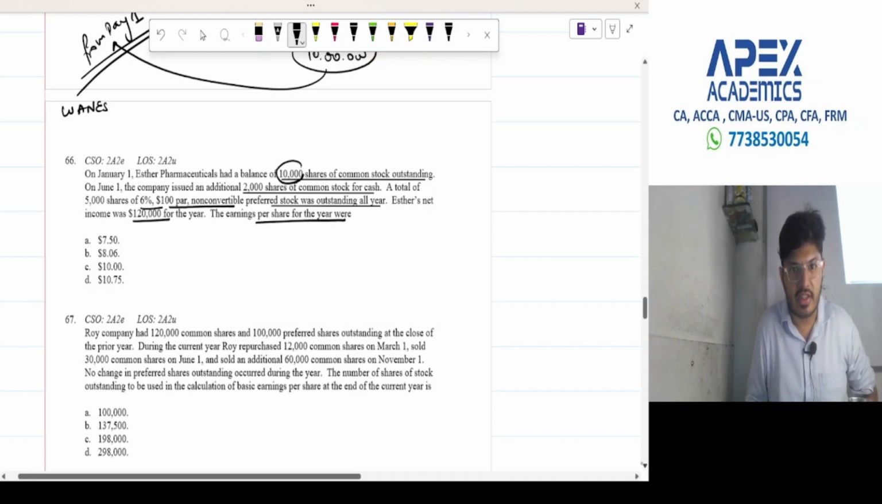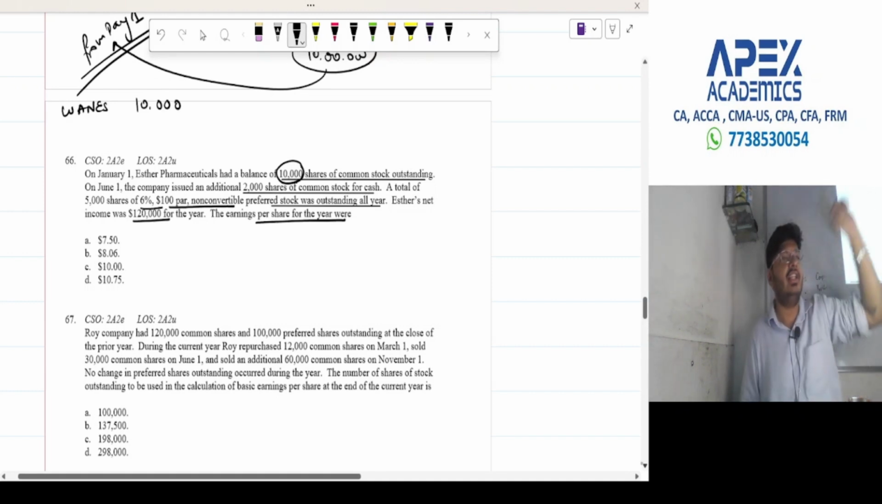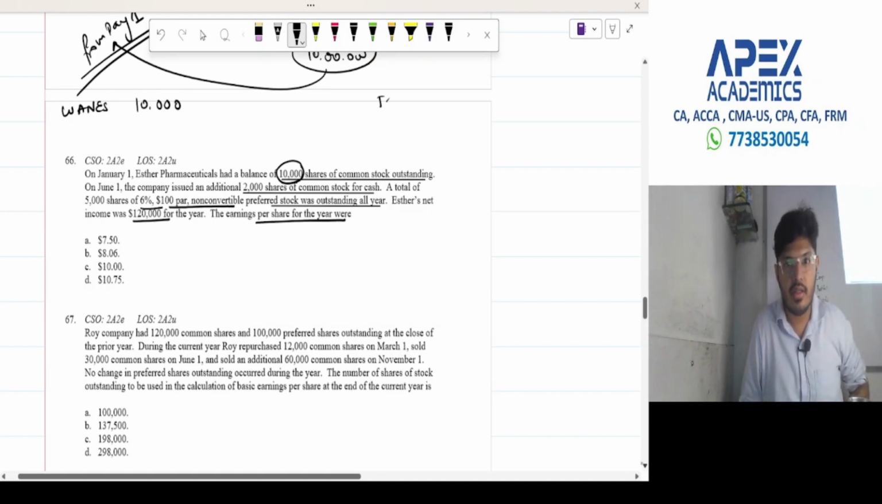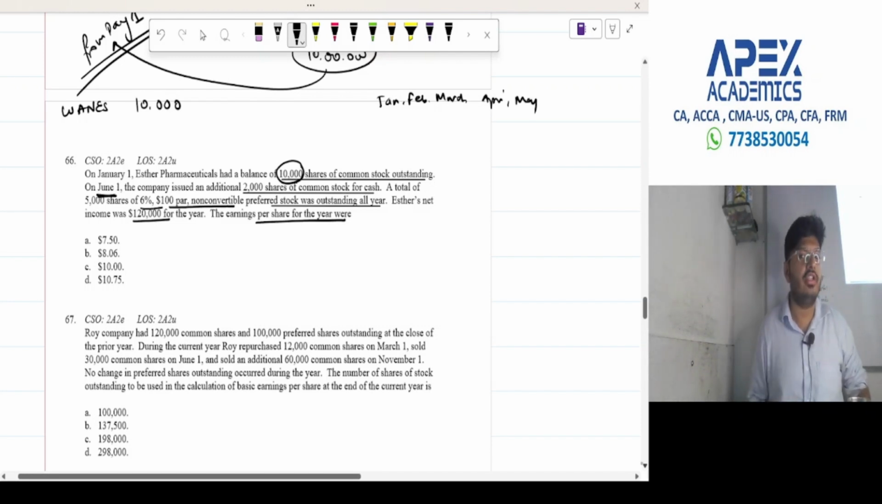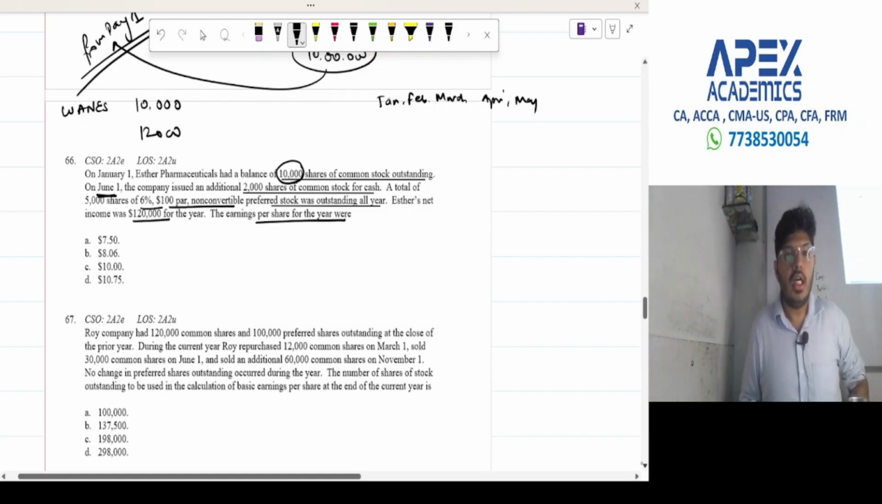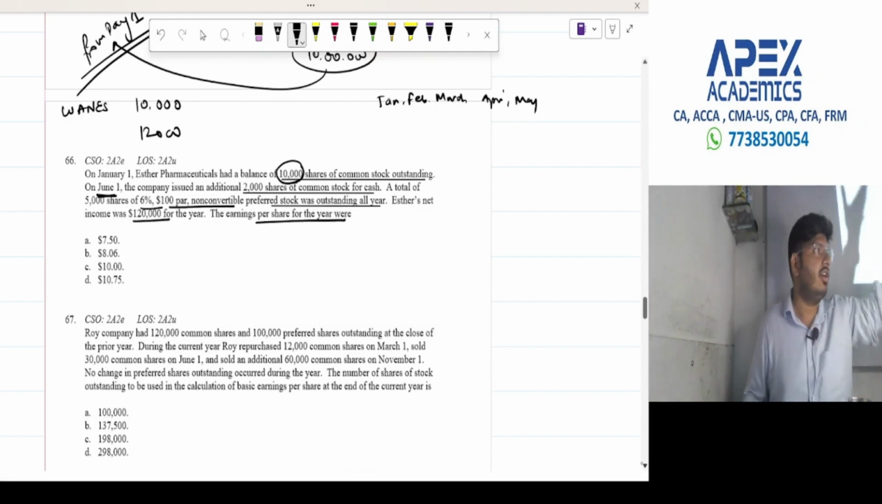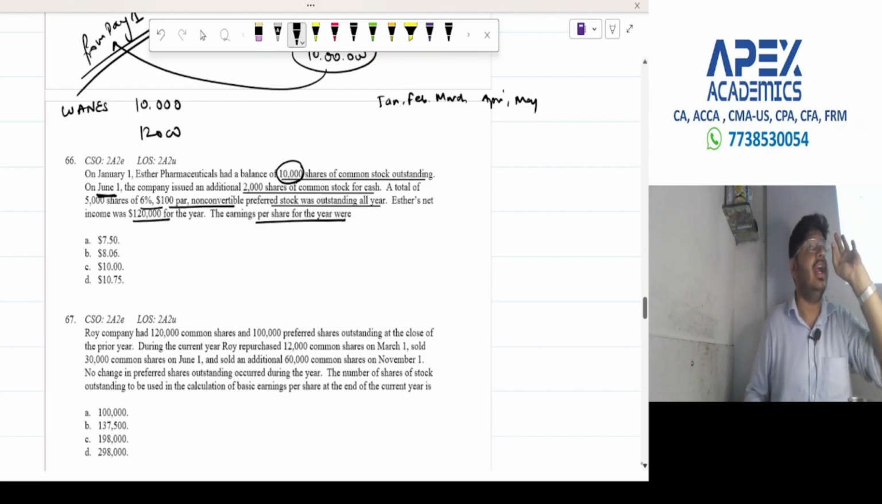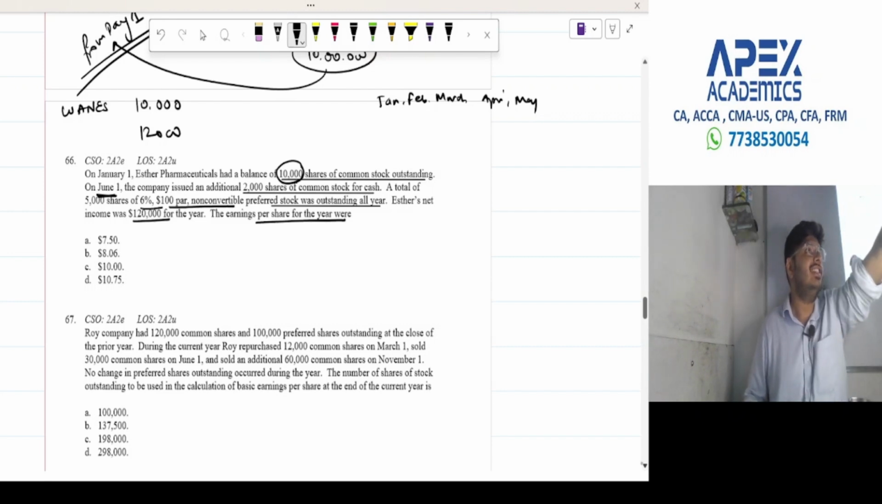Sir, what is the opening balance? Sir, 10,000. And it is standing from January to February, March, April and May. Not June, because on 1st June there is a movement. On 1st June there is a movement of how many? 2,000. So 10,000 becomes how much? Now a total of 5,000 preference shares outstanding. They have given that to confuse you and make you take it in the WANES calculation.